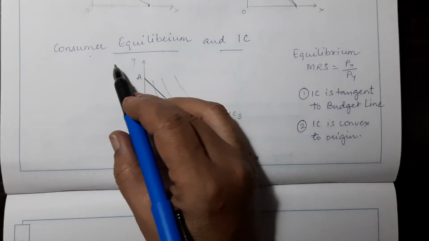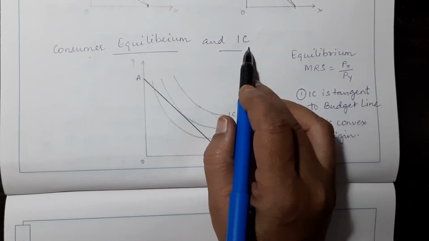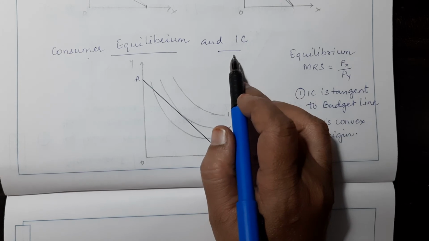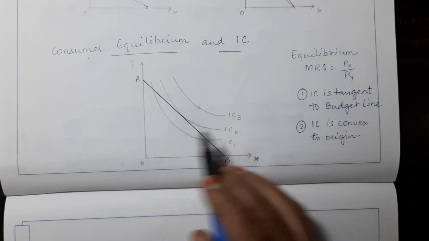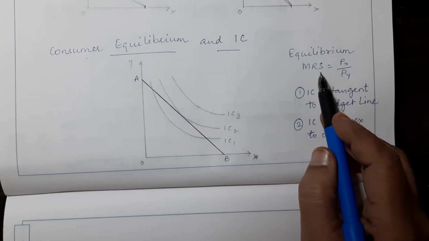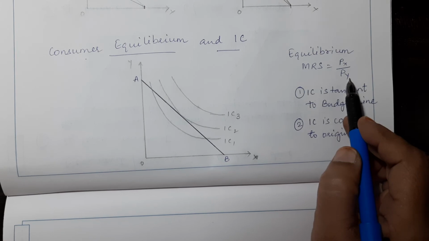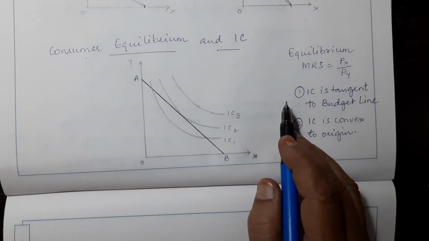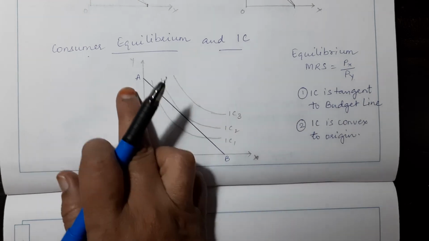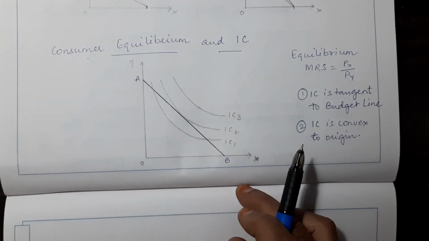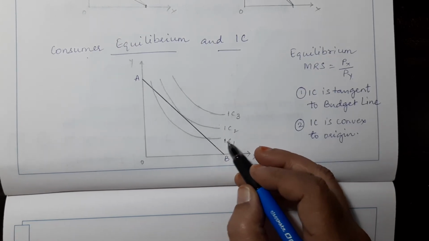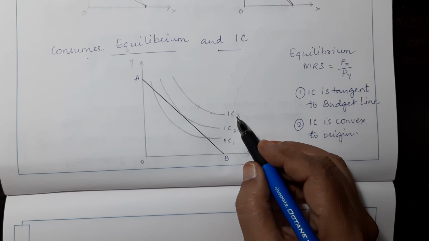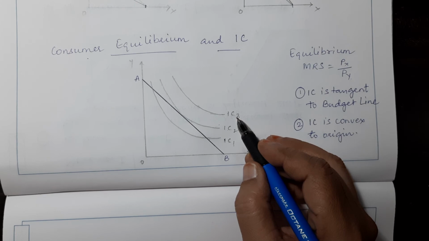Now coming to the consumer equilibrium and the indifference curve. We already know the slope of the indifference curve is the same as the slope of the budget line. So MRS is equal to Px by Py, is what we already learned. Now if you try to plot both the budget line as well as the indifference curves on a graph like this, I have drawn three indifference curves, IC1, IC2 and IC3. We know a higher indifference curve gives more satisfaction.